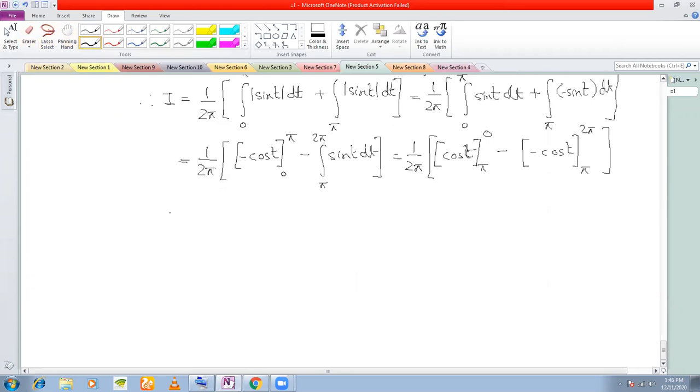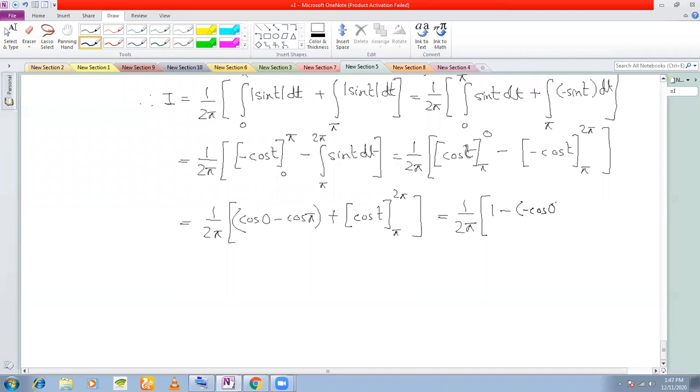Okay, so this is all done. This is 1 by 2 pi. Put the upper limit first: you have cos 0 minus cos pi, and this minus sign comes out, it becomes plus cos t integrated within the limits pi to 2 pi. So this becomes 1 by 2 pi. Cos 0 is 1. What is the value of cos pi? You can write this as cos of pi minus 0. Pi minus 0 is in the second quadrant, so that means minus cos 0, plus cos 2 pi minus cos pi.